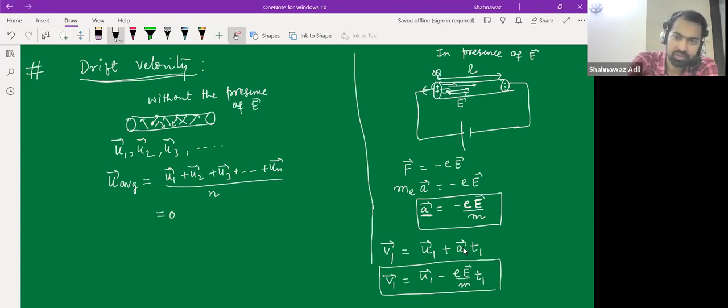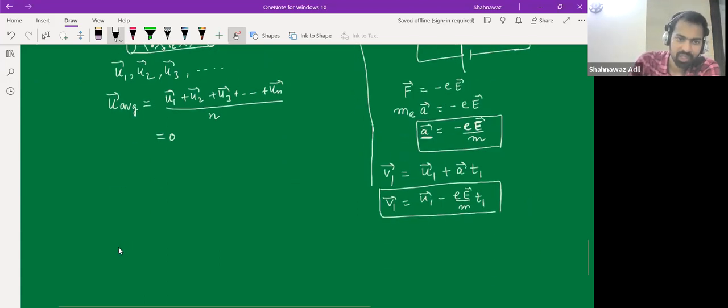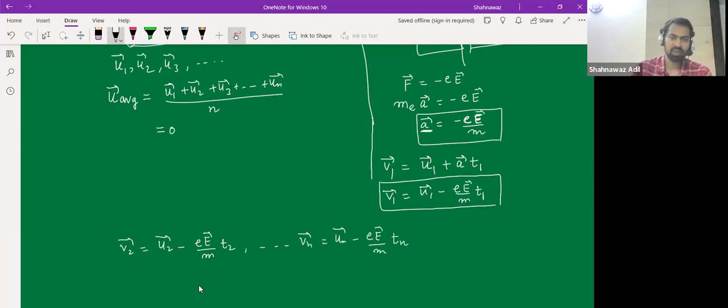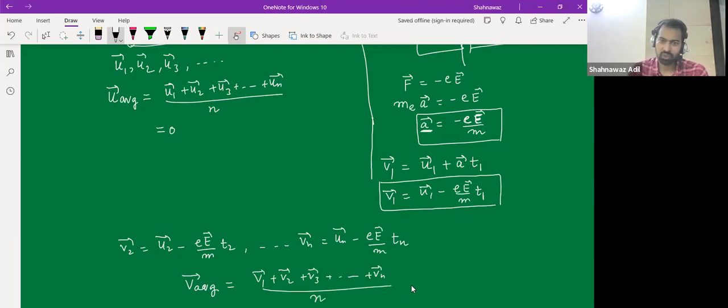And I have different electrons. So I have, let's say, V2, which is U2 minus eE by m times t2, and similarly Vn, which is Un minus eE by m times tn. Now what I do is take the average of these velocities. So V average would be V1 plus V2 plus V3 up to Vn, divided by n. So this would be how much?